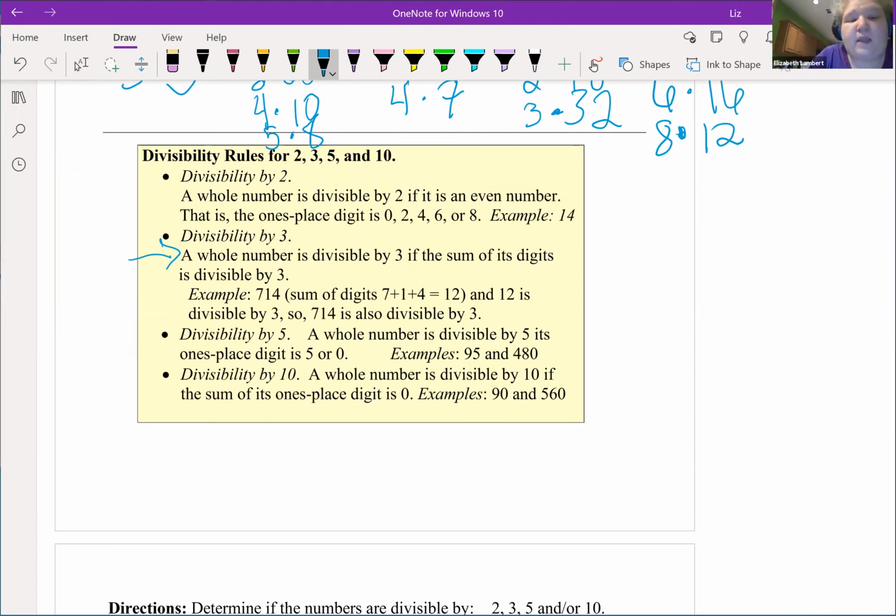Divisibility by 3, I was talking about that earlier. It's divisible by 3 if the sum of its digits is divisible by 3. So the example here is really nice for this. 714. We're going to take them as a 7, a 1, and a 4, not 710 and 4. But 7 plus 1 plus 4 is 7 and 5, which is 12, or 8 and 4, which is 12. 12 is divisible by 3, so 714 is divisible by 3. So this way you don't have to try it on all the numbers.